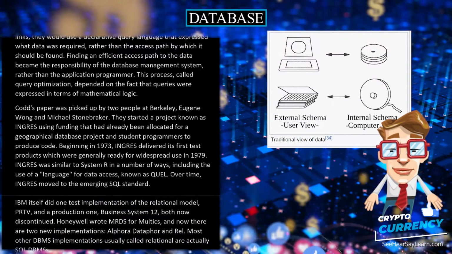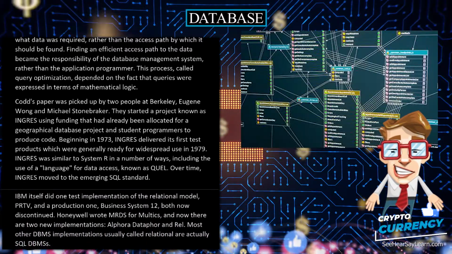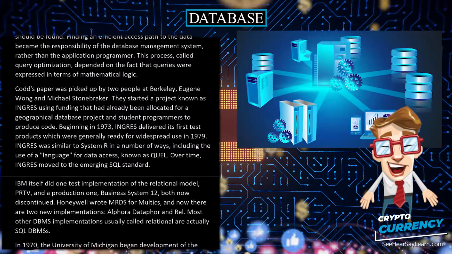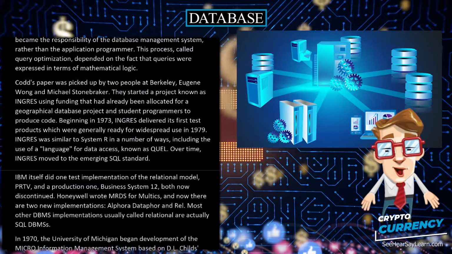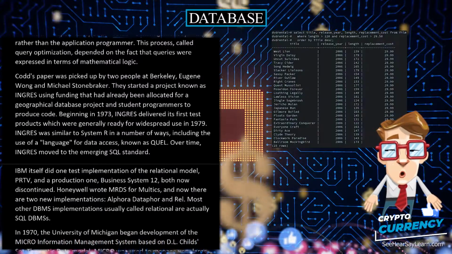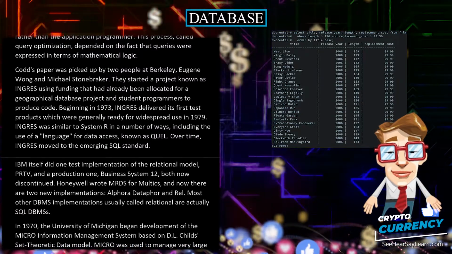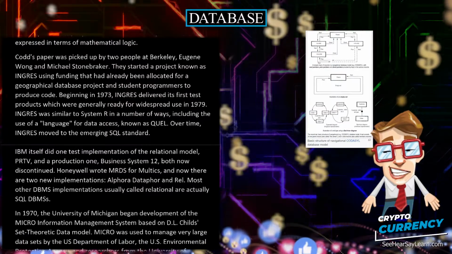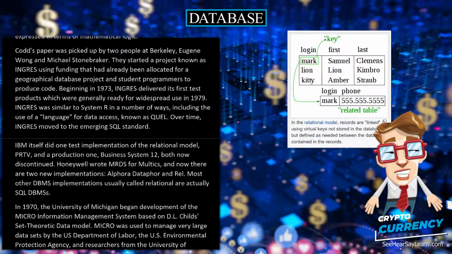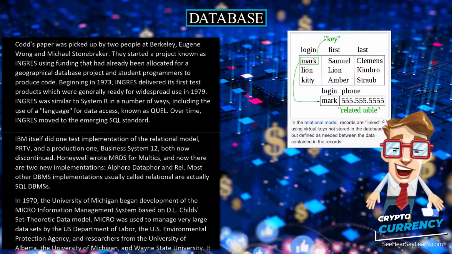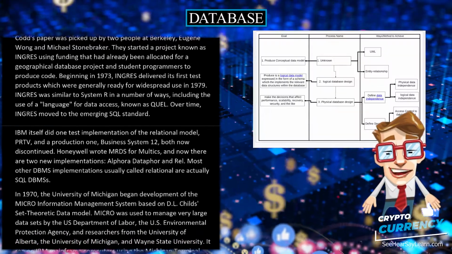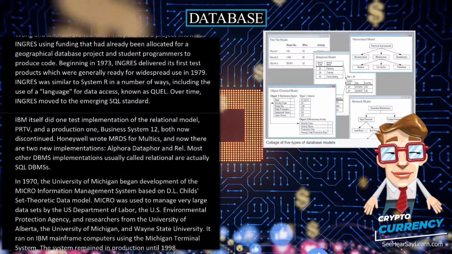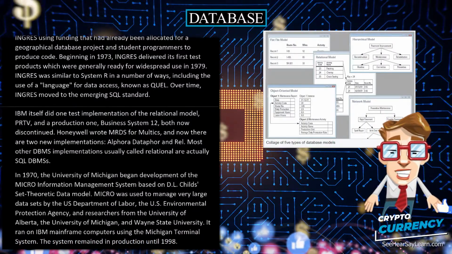Codd's paper was picked up by two people at Berkeley, Eugene Wong, and Michael Stonebraker. They started a project known as Ingres using funding that had already been allocated for a geographical database project and student programmers to produce code. Beginning in 1973, Ingres delivered its first test products which were generally ready for widespread use in 1979. Ingres was similar to System R in a number of ways, including the use of a language for data access, known as QUEL. Over time, Ingres moved to the emerging SQL standard.